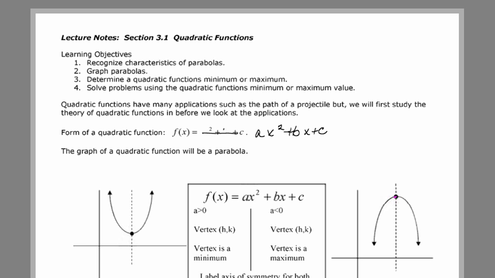First thing is to recognize some of the characteristics of a parabola, do some graphing, determine if the parabola gives us a maximum or a minimum, and then work with some applications that involve minimum or maximum value. So let's take a look at our quadratic functions. They have many, many applications, like the path of a projectile, but we've got to get through the theory of quadratic functions before we can look at the applications.